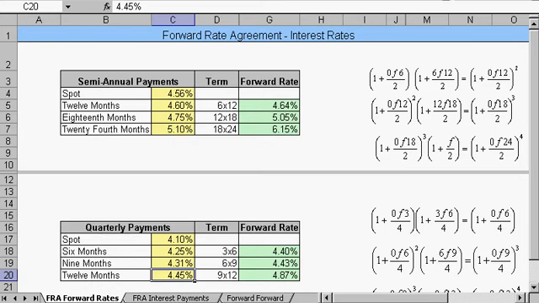We solve for these implied forward rates with a process known as bootstrapping, and we use these series of calculations to arrive at the implied forward rate.